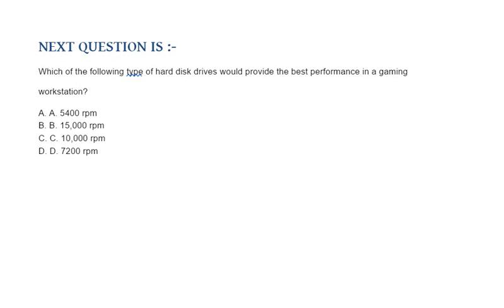Next question is, which of the following type of hard disk drives would provide the best performance in a gaming workstation? Option A, 5400 RPM. Option B, 15,000 RPM. Option C, 10,000 RPM. Option D, 7200 RPM. Correct answer is option B.